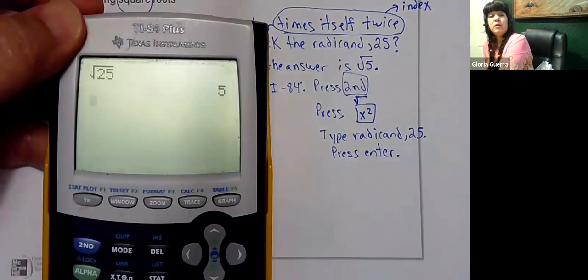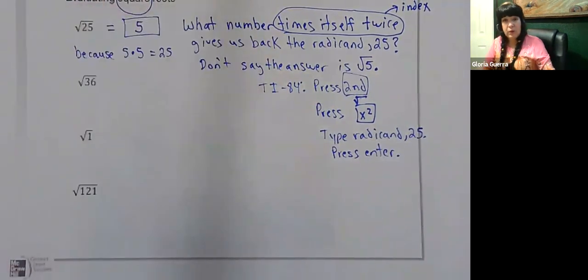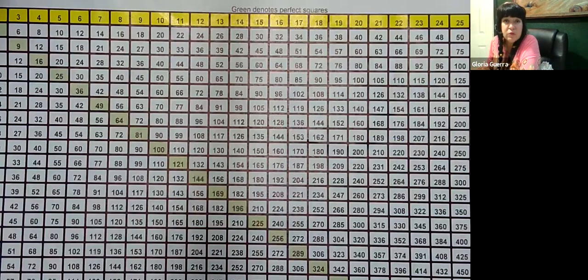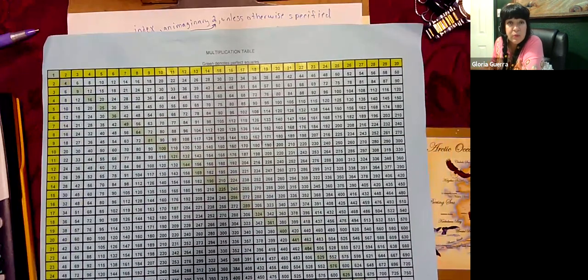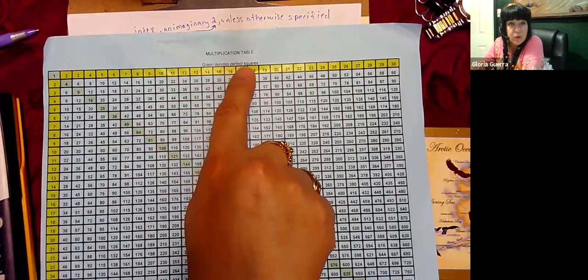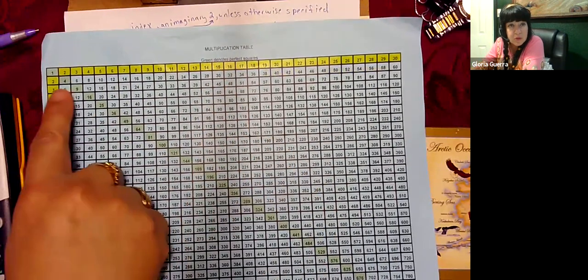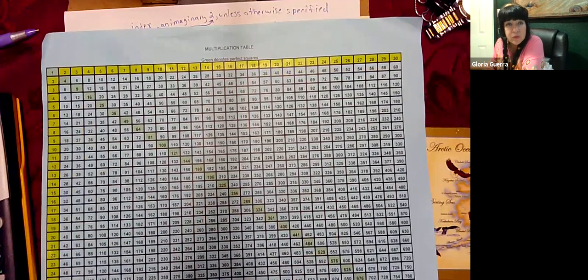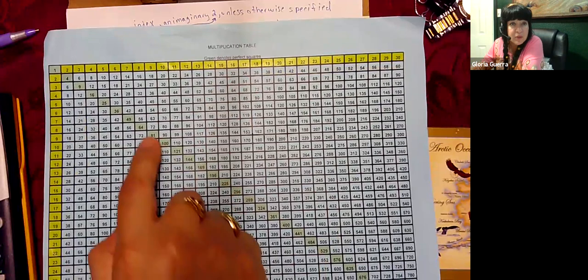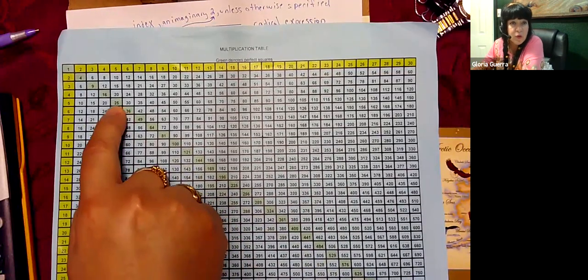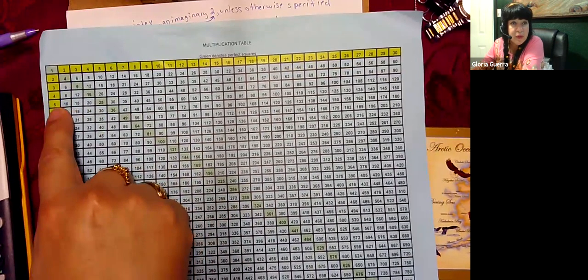And then the other thing I can show you is, I happen to have a multiplication chart here. Let me make this smaller. It turns out there are also patterns on the multiplication table. It says here that green denotes perfect squares. Can you see this green diagonal here? These are all perfect squares. So a while ago, we were doing this. The square root of 25 is 5. If I go across this way, that's a 5 there, and that's a 5 there.